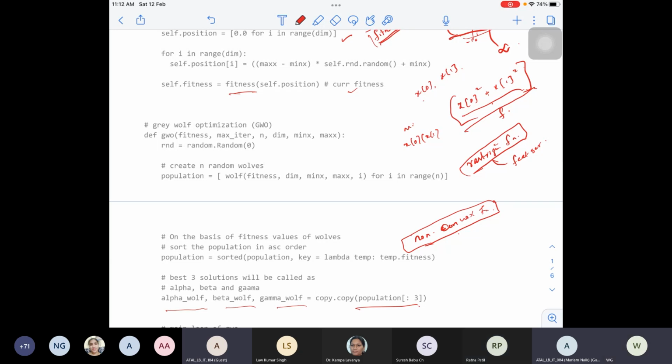Okay. I don't have any idea about how the Rastrigin function may be useful for feature selection. Fine, sir. Thank you.